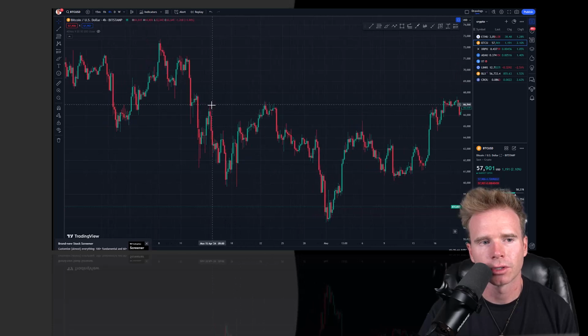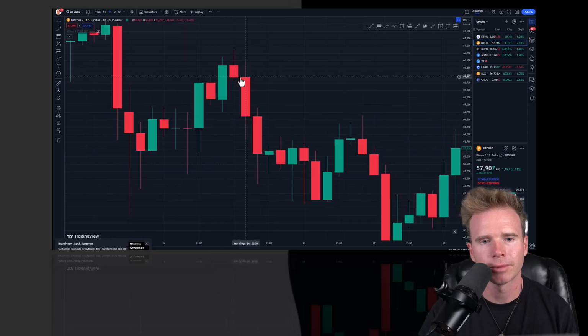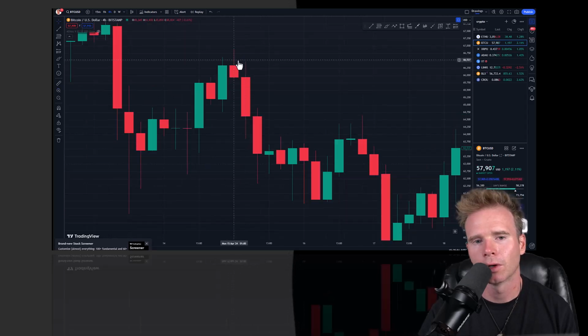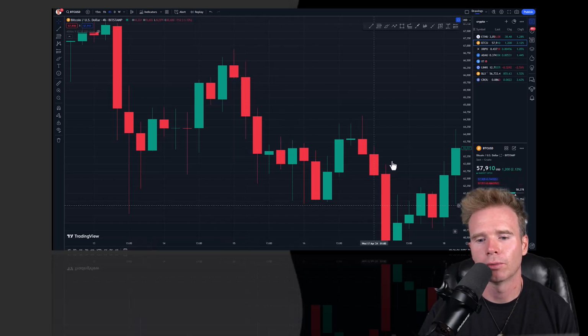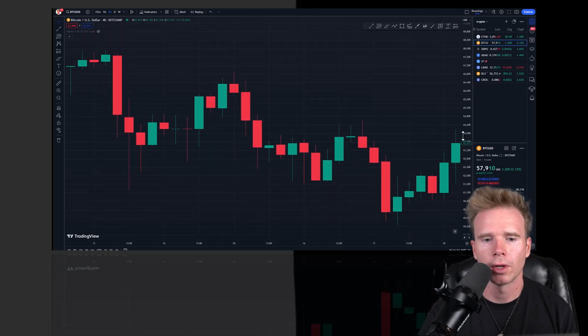Here's a shooting star. Here's a perfect example of a shooting star at the top of this move. So we opened, it went higher, and then ultimately closed lower, which shows that there are lots of sellers here. Then it opens and boom, boom, boom, goes all the way down.